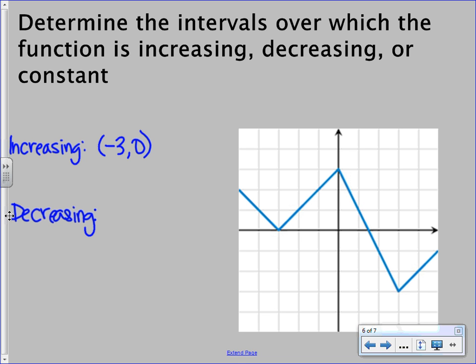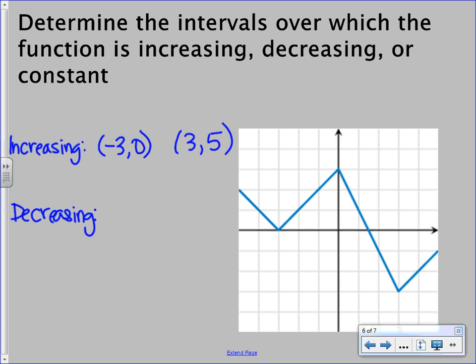A bracket means we include that number. Are we increasing at -3? We're switching directions, aren't we? So we're not going to include the endpoints because we are switching directions. It's not increasing or decreasing, we're switching. Where's the other piece of the domain where we are increasing? Shout it out. 3 to 5.